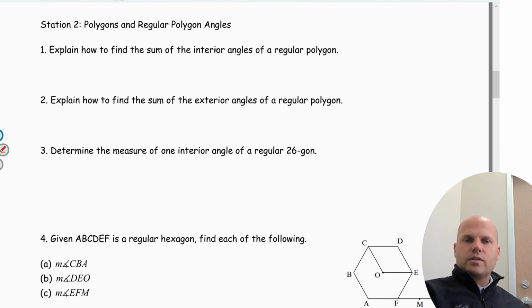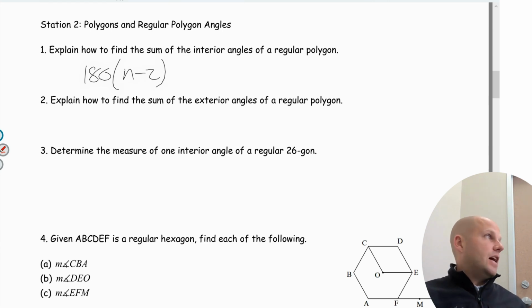Sum of the interior angles, we have a bunch of triangles. How many triangles do we have? Two less than the amount of sides. So the exterior angles, they always add up to equal 360.